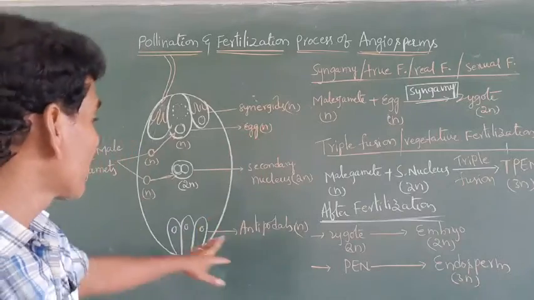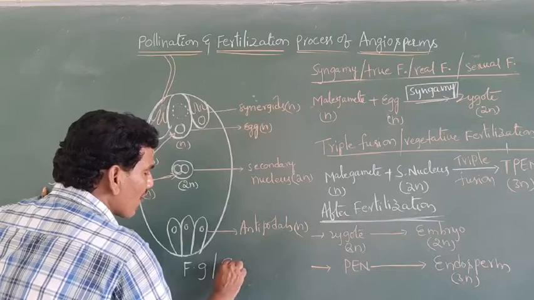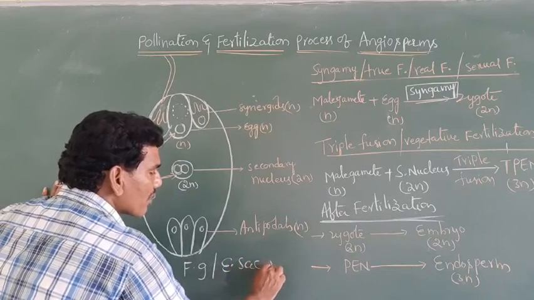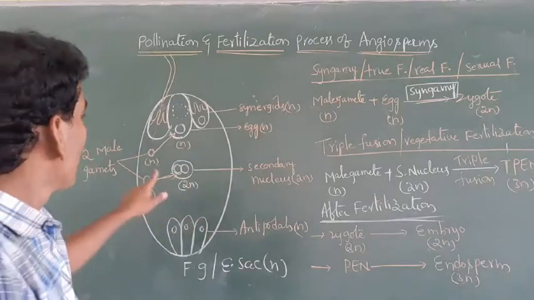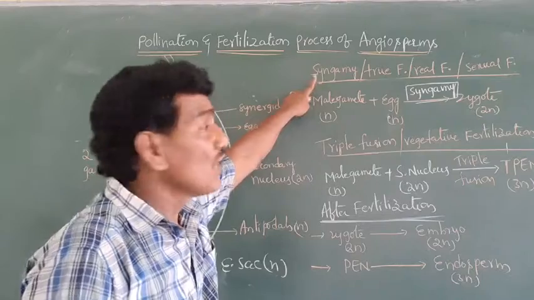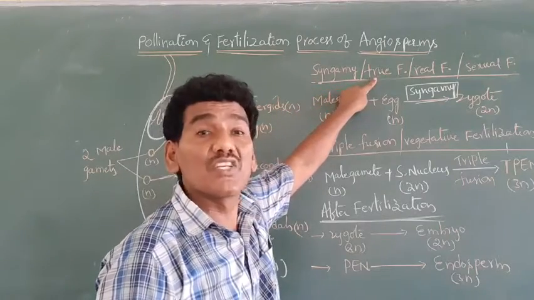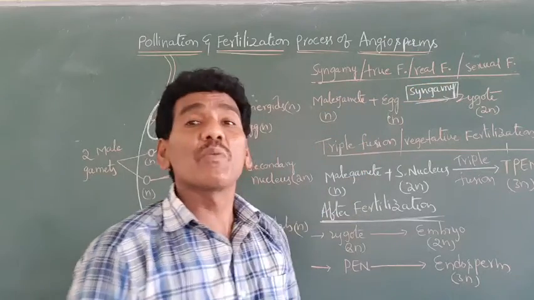This is nothing but the female gametophyte. One more name is the embryo sac. The ploidy of the female gametophyte, or embryo sac, is N. Here, there are two types of fertilization. The first one is syngamy. One more name is true fertilization, also called real fertilization or sexual fertilization.